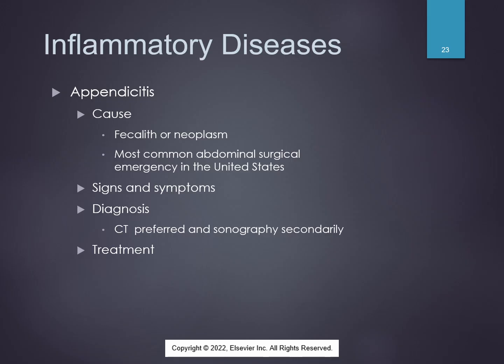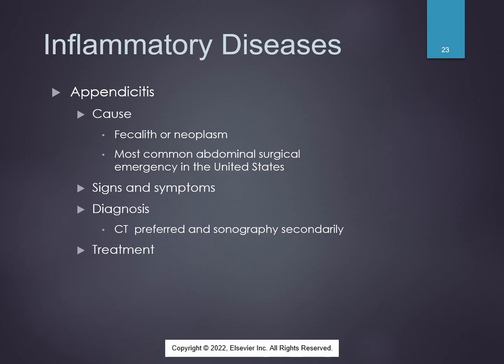Poor blood supply can lead to gangrene, perforation, and possible rupture. Once the appendix ruptures, the infection spreads to the peritoneum, which can lead to general peritonitis that could result in death. Signs and symptoms include initial pain in the epigastrium that moves to the right lower quadrant and becomes persistent. Nausea and vomiting, low-grade fever, sudden onset of constipation, and elevated white blood cell count.